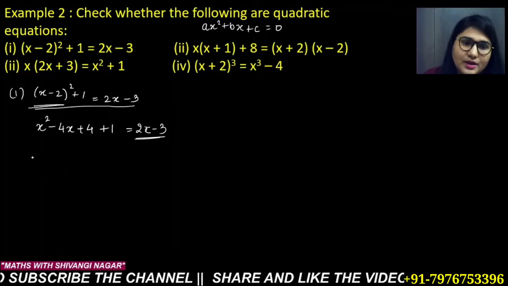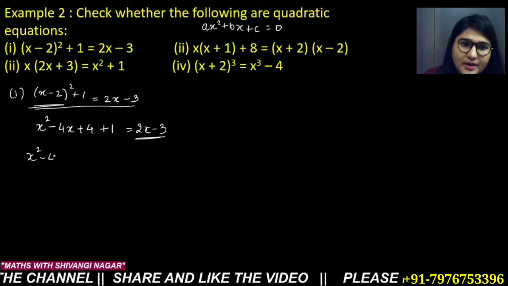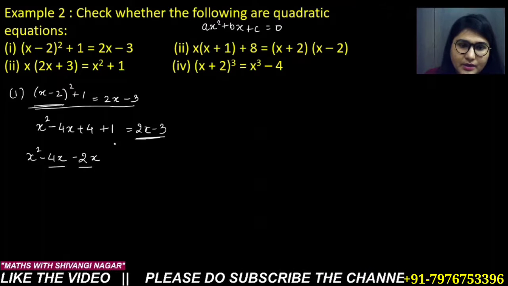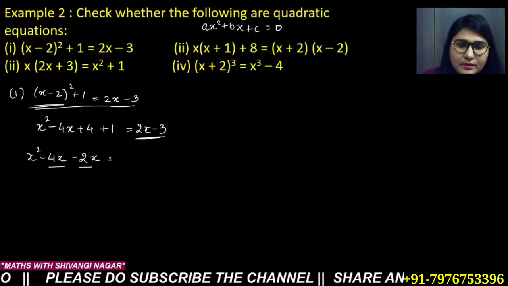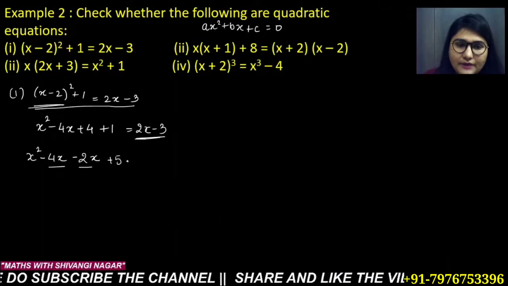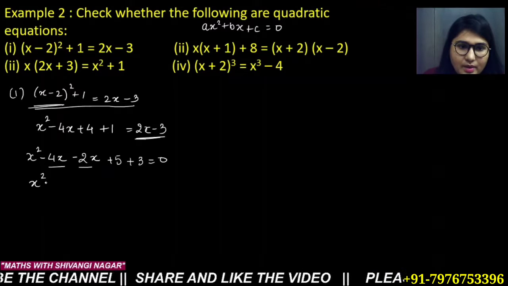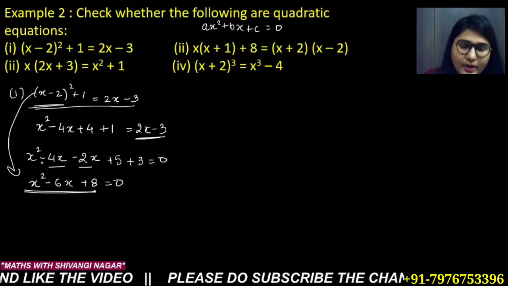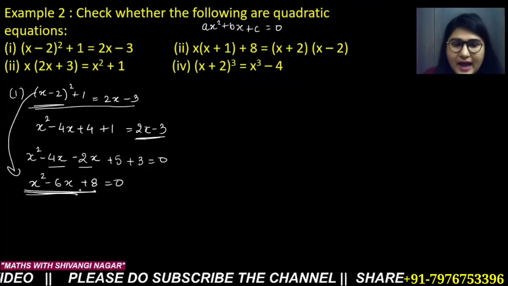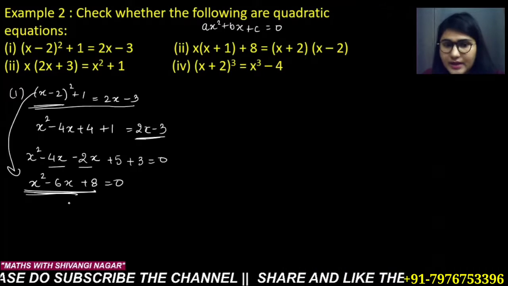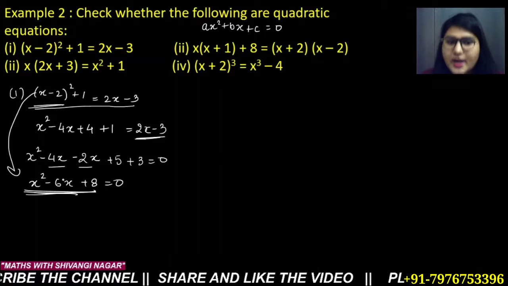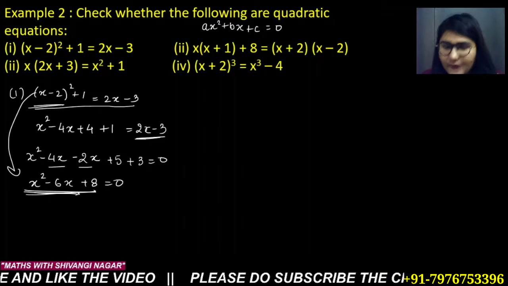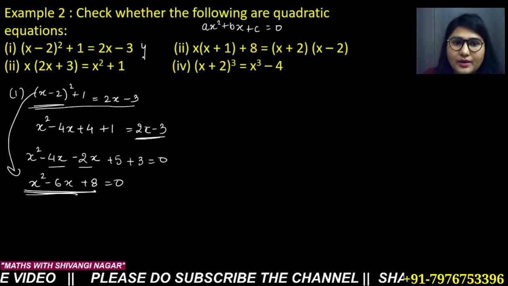Transpose both the quantities to the left hand side. So we will get x square minus 4x minus 2x, since 2x when transposed becomes minus 2x, and it combines with the minus 4x. Here we have plus 4 plus 1, which is plus 5, and when 3 comes to the left hand side it becomes plus 3. So x square minus 6x plus 8 is equal to 0. Now at this step you are 100% sure that the highest power of the variable x is 2, and we have the equal to sign also. So yes, the first one is a quadratic equation.